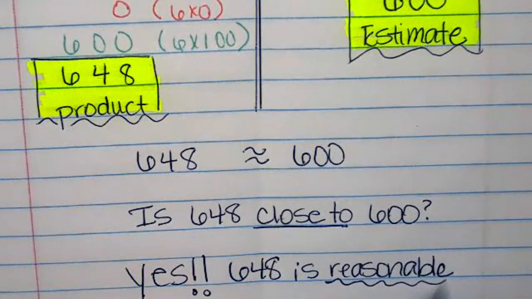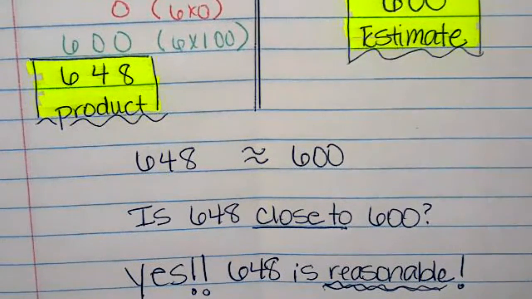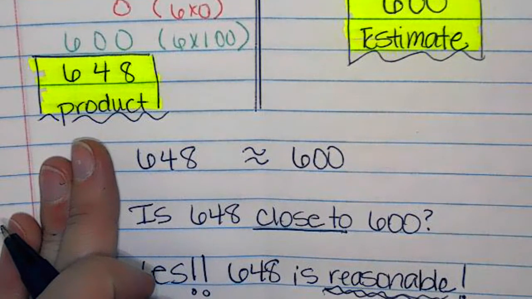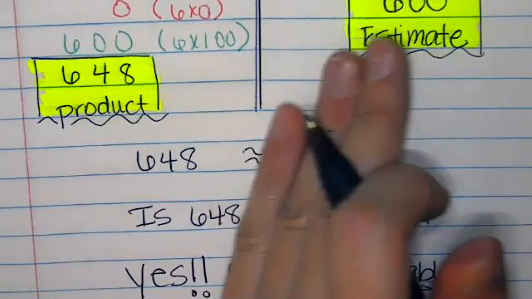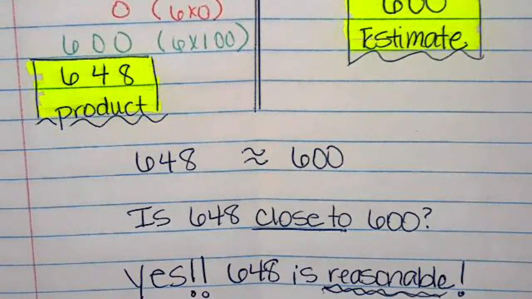So this is what we're going to be practicing when we're doing our multiplication. We're going to find our product, and then we're going to double check our work by finding an estimate. And if our estimate is close to our actual answer, then we know that our answer is reasonable. We are on the right track.